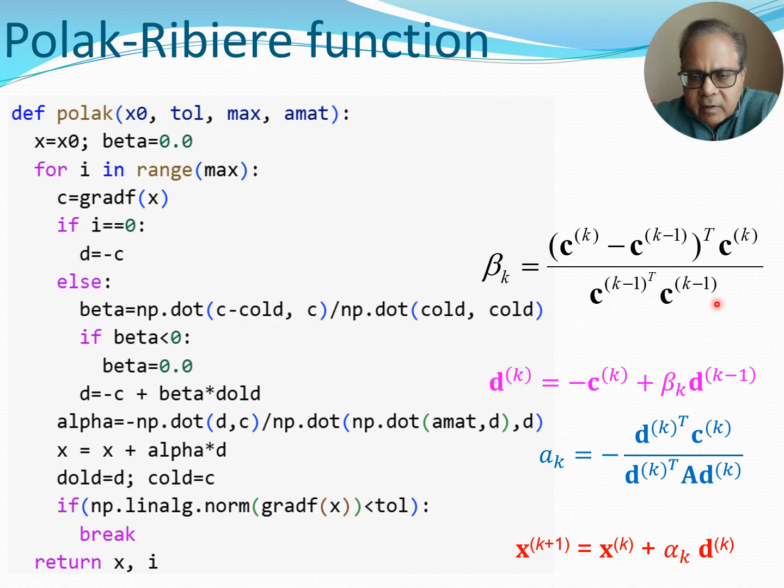Now, for this particular method, there is the possibility that beta may go negative, so I plan for that. If beta goes negative, I simply set beta to 0, which means I go back to the steepest descent method here. I basically restart the conjugate gradient method. And of course, I have the same formula for alpha here, and then you can break out of this if the norm of the gradient vector is below tolerance. So that's something to keep in mind. Finally, this Polak function also returns x and i.